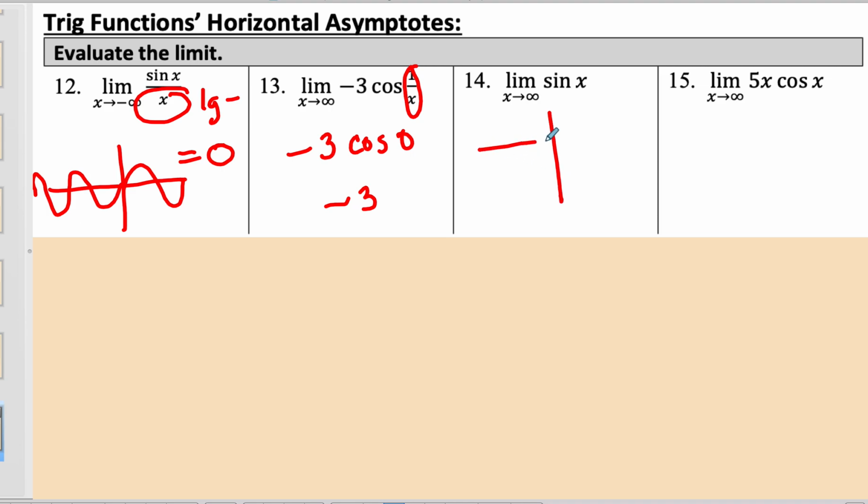Again, let's talk about the sine. Remember the sine, it looks like this. And as you go to infinity, it just keeps going back and forth. So this is a does not exist problem. We're not getting close to one particular number. This is dominating the whole product. It's getting very large positive. And cosine, the biggest it can be is 1, or the smallest is -1. So this is going to dominate it, and the answer is does not exist because it's just getting so big. There's not going to be a horizontal asymptote.